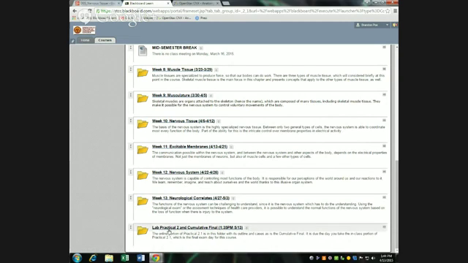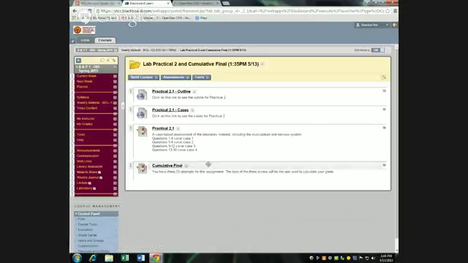And then you have, in this folder here that says Lab Practical 2 and Cumulative Final, material about the second practical, which is what we'll be doing on the day of the final exam, which is May 13th at 1:35. That probably is Wednesday of exam week.